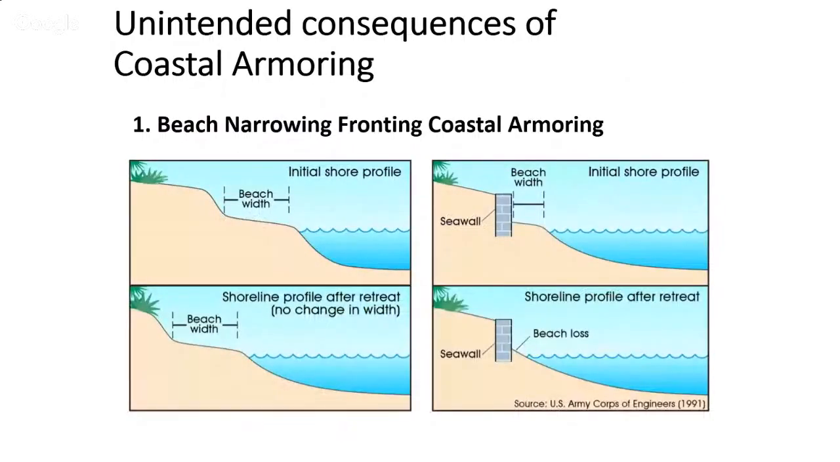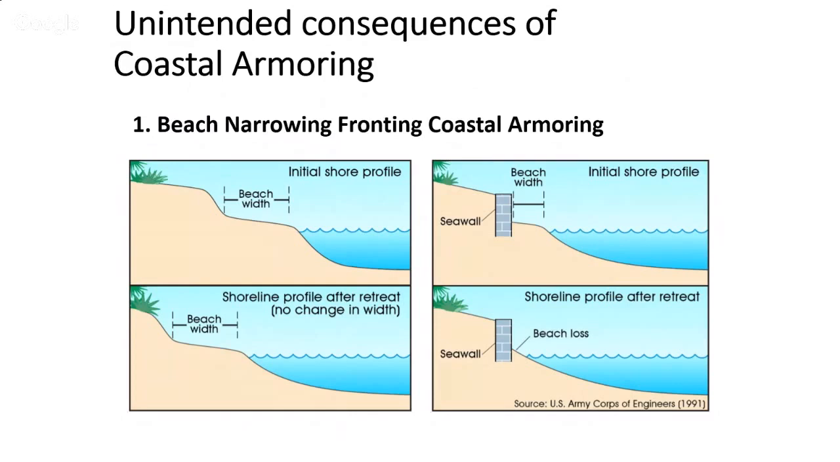So, what are the unintended consequences of coastal armoring? We know that when a person installs a seawall, the idea is to protect the property. So we know it should be positively affecting the owner. But what about those that are not protected? What about those agents in the economy that are not protecting their shoreline? How are they being influenced?